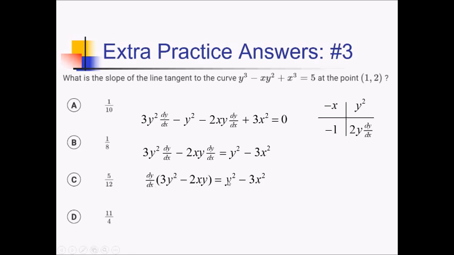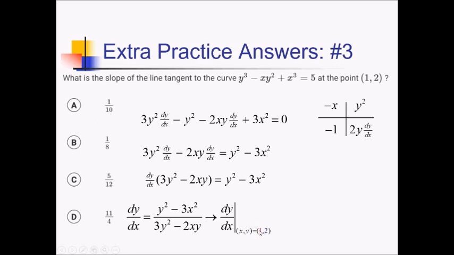So at the end of the day, I have y squared minus 3x squared over 3y squared minus 2xy. That is my dy over dx formula. But I'm not done yet. I still have to plug in the point (1, 2) to get one of these answer choices. So let me go ahead and do that.